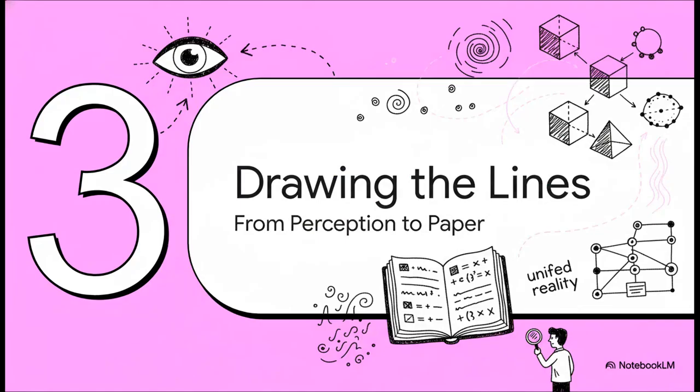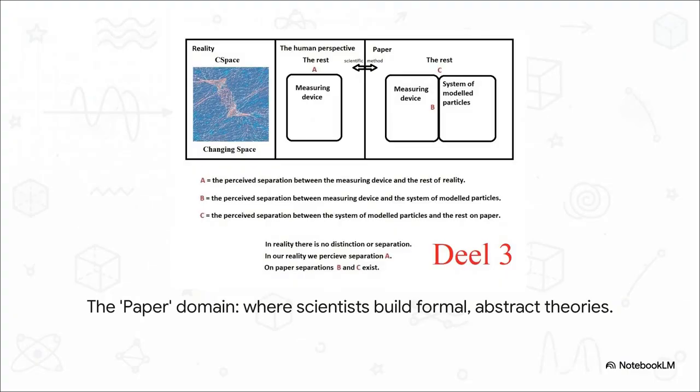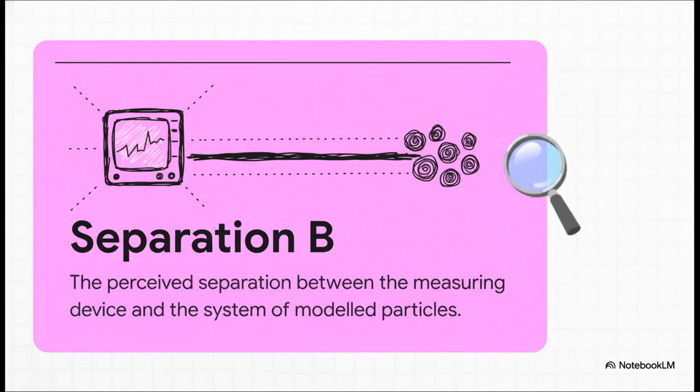Okay, so our perception makes that first kind of fuzzy cut. But science needs to be way more rigorous than that, right? This is where we move from our subjective viewpoint to a formal objective model, the world as it exists on paper. So now we're in the paper domain. This is where scientists take our messy, real-world perceptions and build these clean, abstract mathematical models. And to make a problem actually solvable, they have to draw really sharp lines, defining exactly what's in the model and, crucially, what they're choosing to ignore. This leads us straight to separation B.